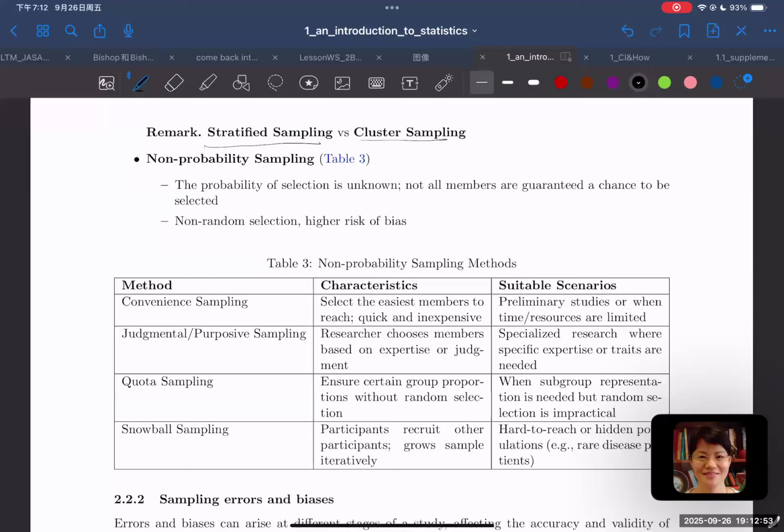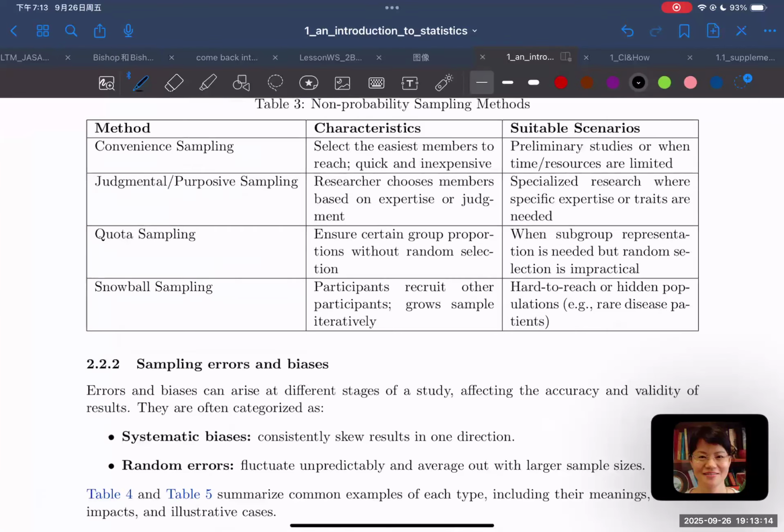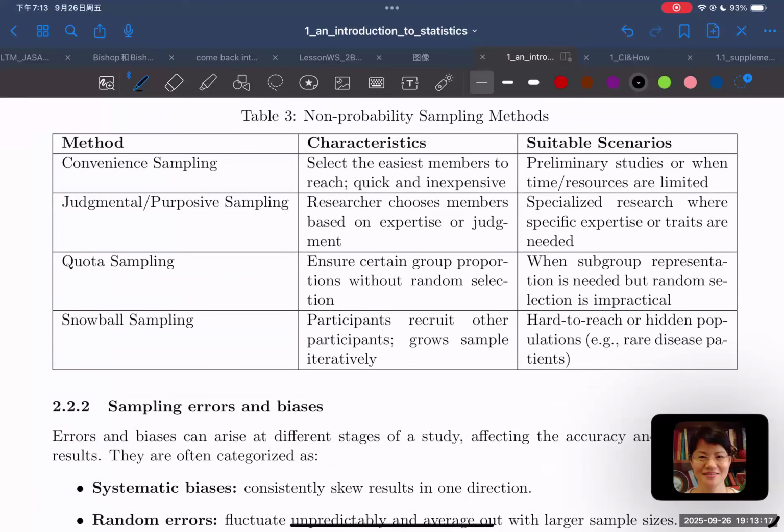Next one, we want to mention non-probability sampling. This one means the probability of selection is unknown and not all members are guaranteed a chance to be selected. So in this way, usually the disadvantage is worse. There would be a higher risk of bias. Yeah, look at this one, non-probability sampling methods.